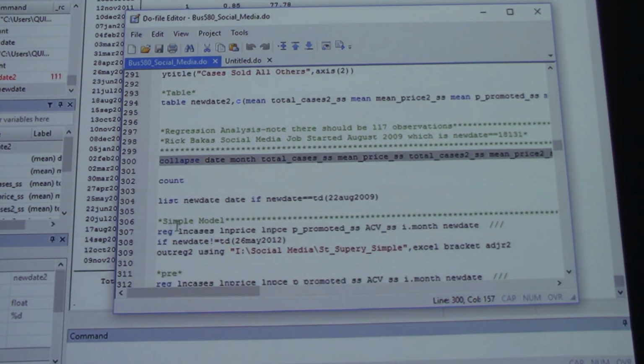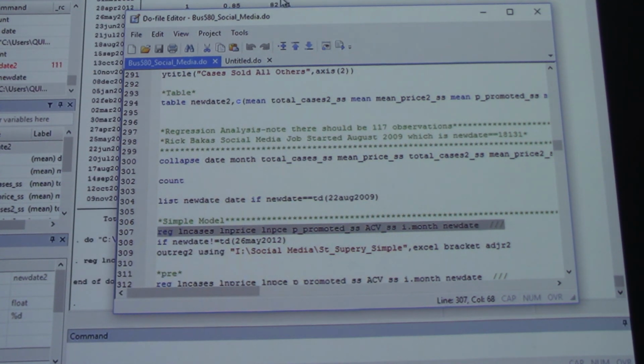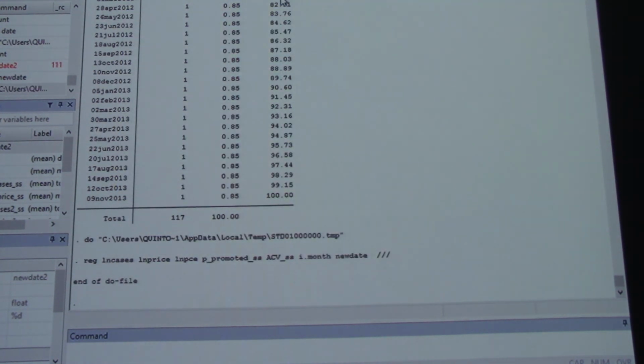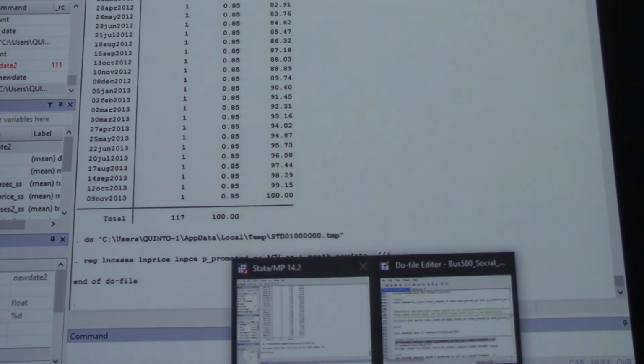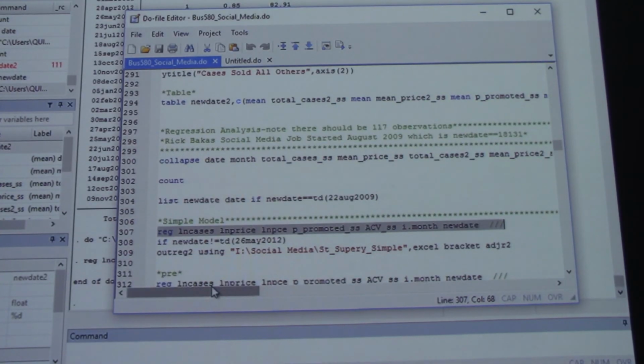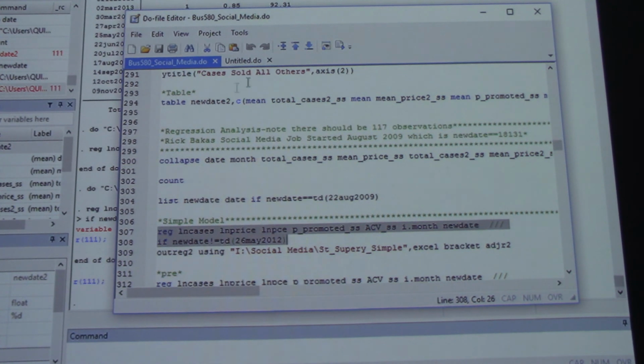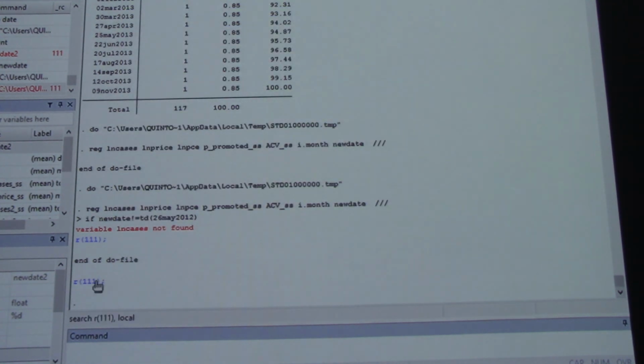All right. Here is my simple regression. Which regression is this? I need to generate some logs. Yep, generate cases. All right. Generate LN cases.